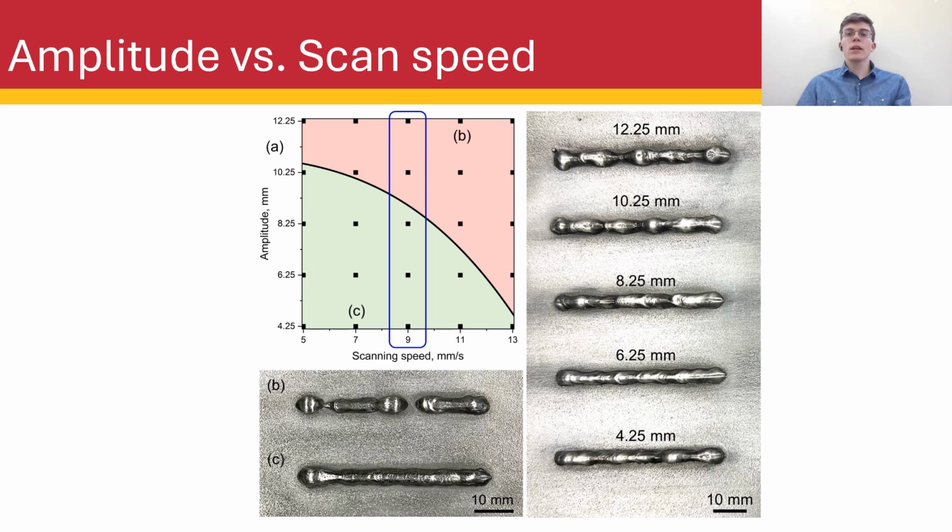On the right, we can see 5 tracks, which are circled in blue on the graph. These tracks display how a given scan speed, in this case 9 millimeters per second, is affected by several amplitudes, with an acceptable level of humping first occurring at the amplitude of 8.25. Tracks B and C are also marked on the graph and represent the worst and best tracks respectively.